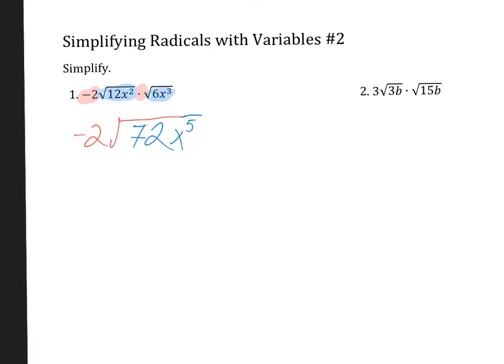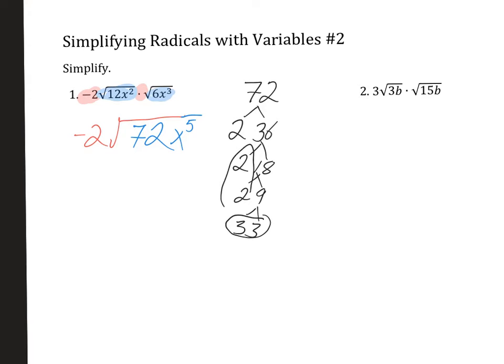Okay, so now 72. Let's make a tree for this, just like we did last week. So we can have 2 and 36, and then we could have 2 and 18. We could have 2 and 9, and then we could have 3 and 3. Now, I want to circle everything that has a pair. So I have a pair of 3s, I have a pair of 2s, and I have 1, 2 left over.